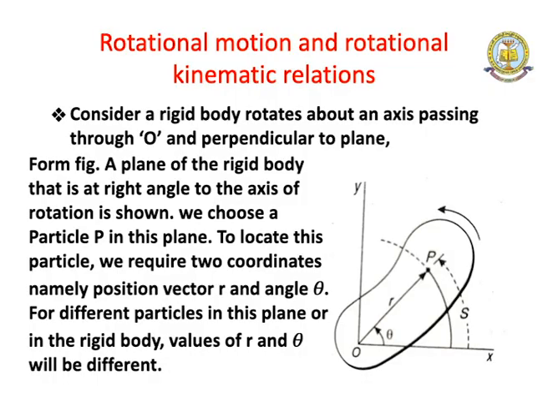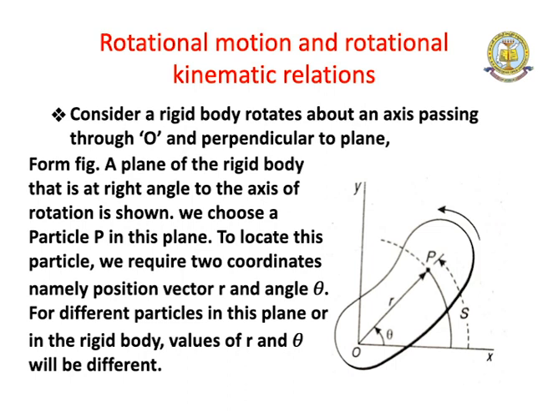So to locate this particle we require two coordinates: one is the position vector r, and the other is the angle theta. So for different particles in this plane of the rigid body, the values of r and theta will be different. Now the kinetic relations are observed.